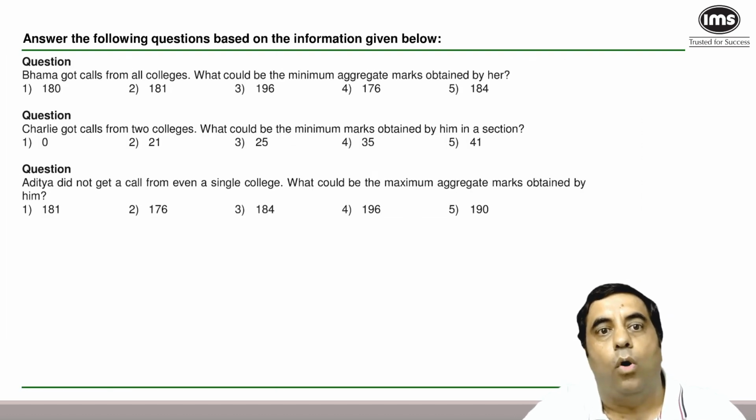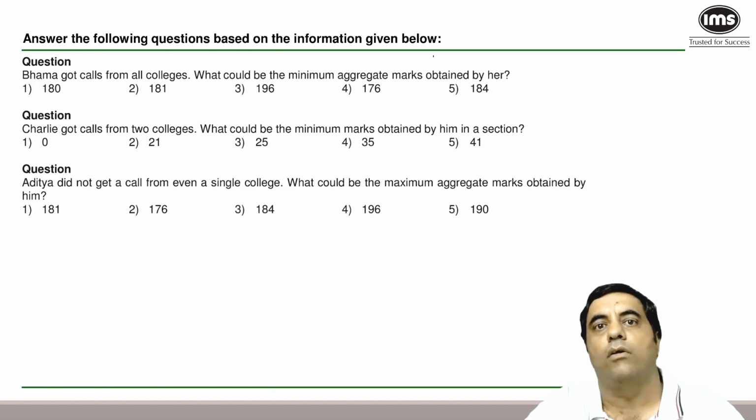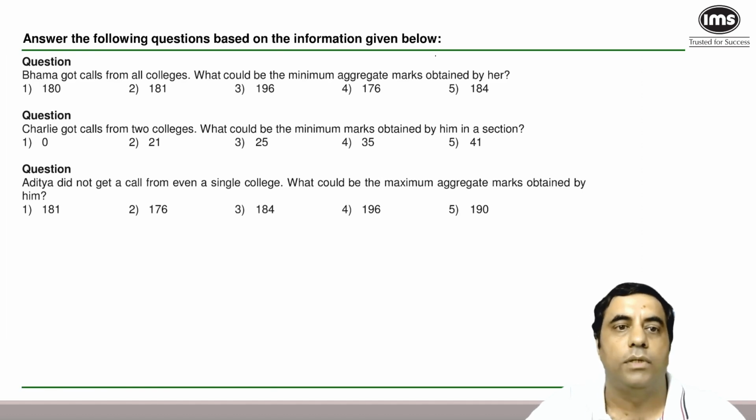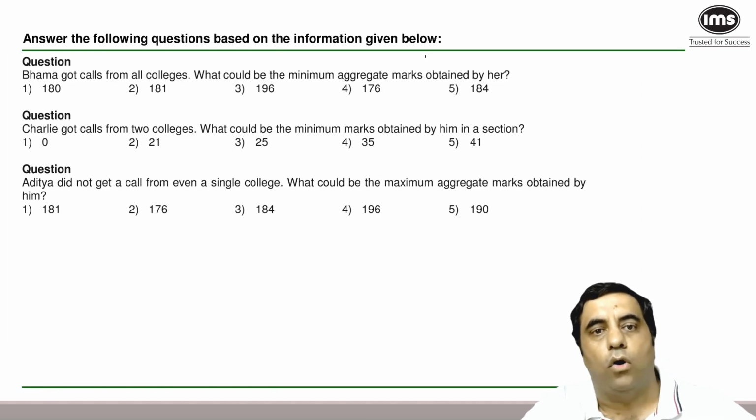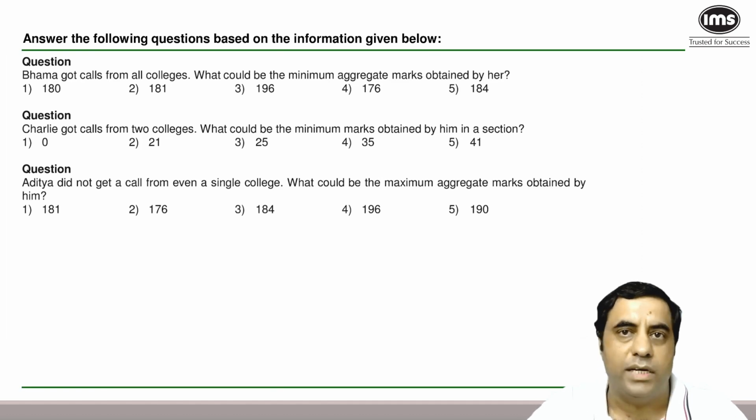Bahama got called from all the colleges. What could be the minimum aggregate marks obtained by her? Okay, so to get a call, obviously, we need that sectional cutoff as well as the overall cutoff. Similarly, look at the second question. Charlie got called from 2 colleges. What could be the minimum marks obtained by him in a section? In a particular section, what could be the minimum value?